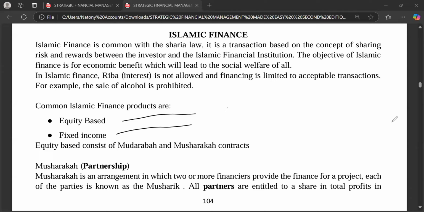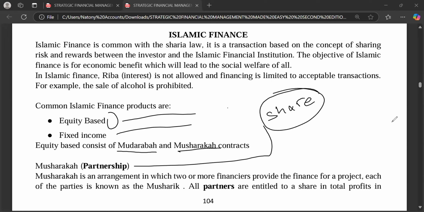So let me start with the equity-based. There are two products under the equity-based: Mudaraba and Musharaka. So these are Islamic terms. It may be difficult for you to track. But anytime you hear Musharaka, what I used to track this is "sha". I'll just say share. Musha, share. So anytime you are sharing something, it's like a partnership. So the moment I just hear sharing, partnership, profit and loss or whatever.